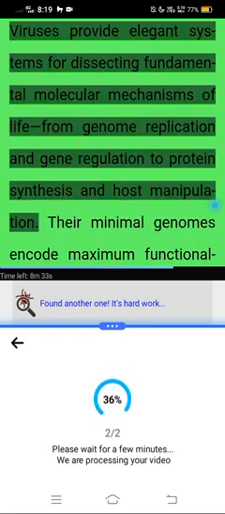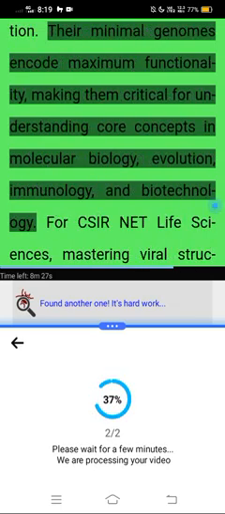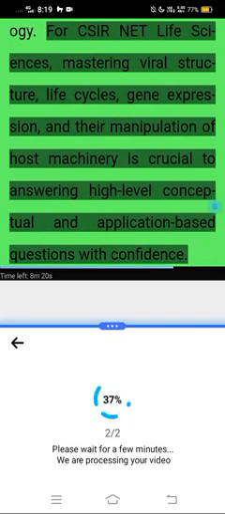Conclusion. Viruses provide elegant systems for dissecting fundamental molecular mechanisms of life, from genome replication and gene regulation to protein synthesis and host manipulation. Their minimal genomes encode maximum functionality, making them critical for understanding core concepts in molecular biology, evolution, immunology, and biotechnology. For CSIR NET Life Sciences, mastering viral structure, life cycles, gene expression, and the manipulation of host machinery is crucial to answering high-level conceptual and application-based questions with confidence.